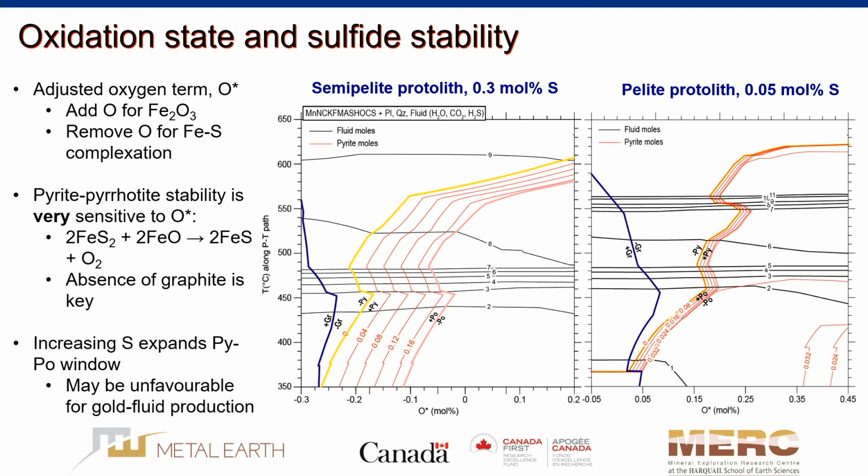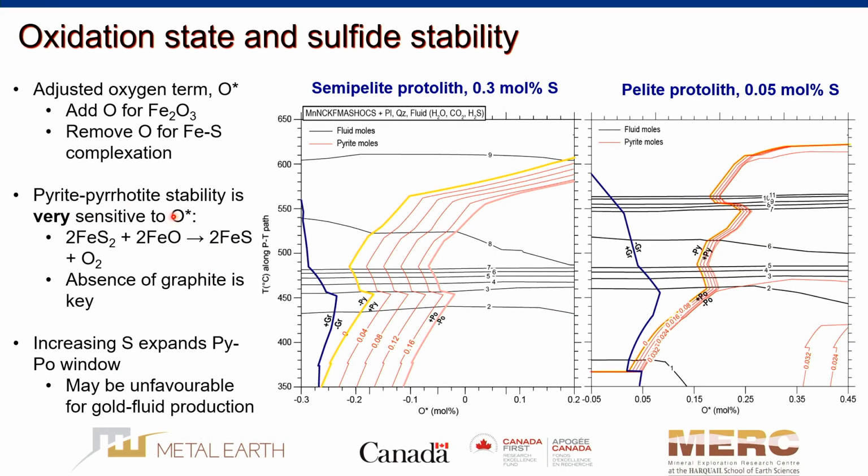So why is the sulfur not going into the fluid? This has to do with the oxidation state, because we're reacting the iron when you consume pyrite, and that gets reacted with chlorite, let's say, and some of the silicates, and that in turn goes into the oxidation state. It's really that the pyrite to pyrrhotite stability is very sensitive to oxidation state because of that, and that reaction summarizes a bit why.